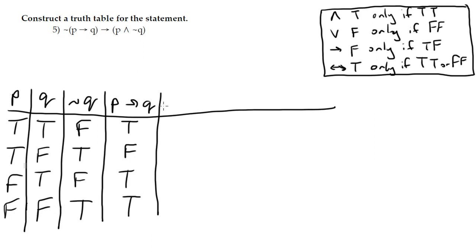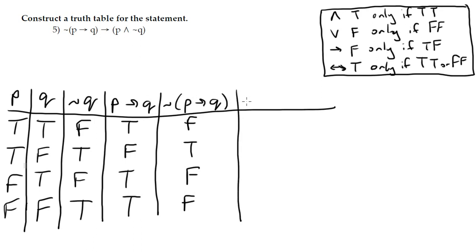And now I should negate that. So the negation of this entire column, just change the truth value of each of these. False, true, false, false. That's the negation of this column.